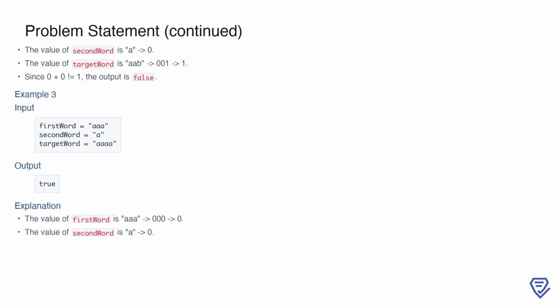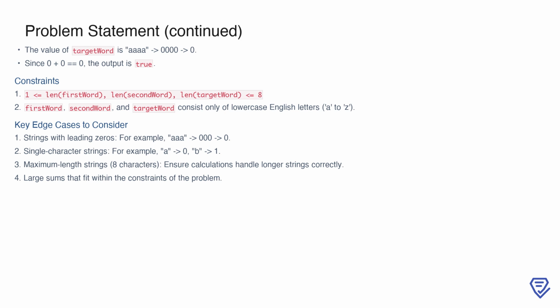In another example, where first word equals AAA, second word equals A, and target word equals AAA, the output is true. In this case, the value of first word, AAA, is 000, which is 0 in base 10. The value of second word, A, is also 0. Finally, the value of target word, AAA, is 0000, which is also 0 in base 10. Adding the values of first word and second word, we get 0 plus 0, which equals 0. Since this matches the value of target word, the output is true.